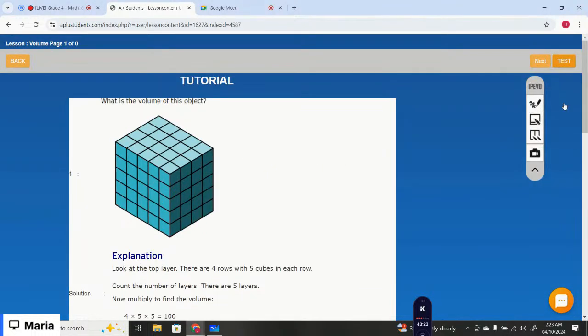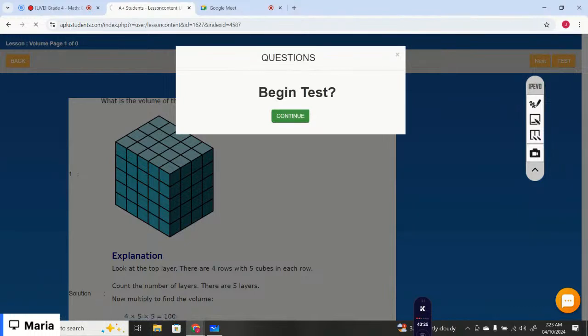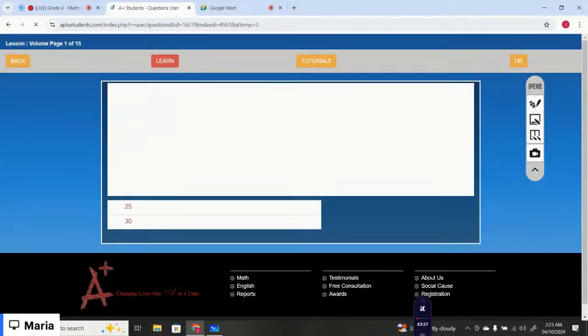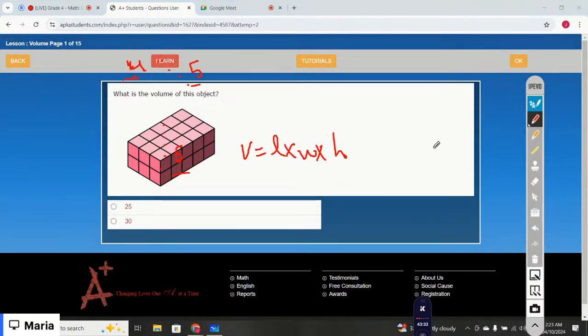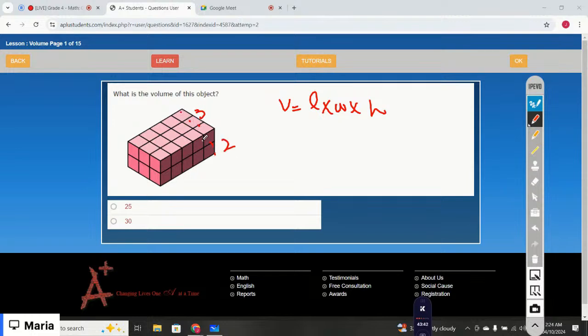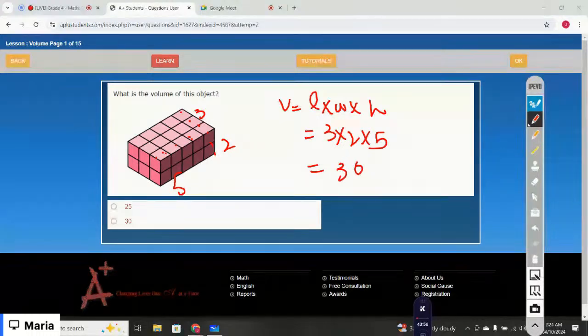Let's just start with the test questions. What is the volume of this object? So let's find the length, width, and height of the shape, because volume equals length times width times height. 1, 2, 3, 1, 2, 1, 2, 3, 4, 5. Yes, so that is 3 times 2 times 5. So that is 6 times 5. That is 30. So the correct option is 30.